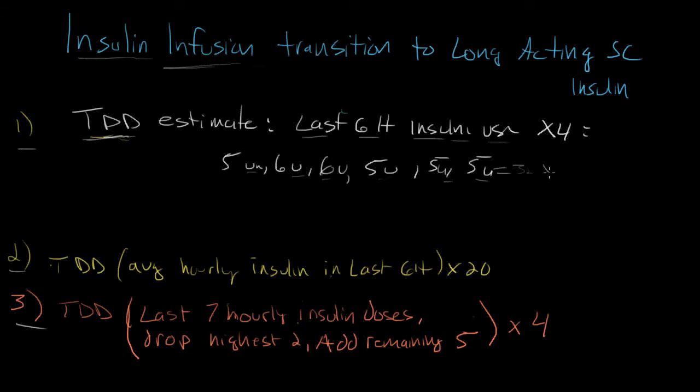You multiply that by 4. That's basically 120 units is your estimated total daily requirement. And once you have that, you just take half of that, and so you say your basal dose or your long-acting insulin you want to transition to is 60 units.